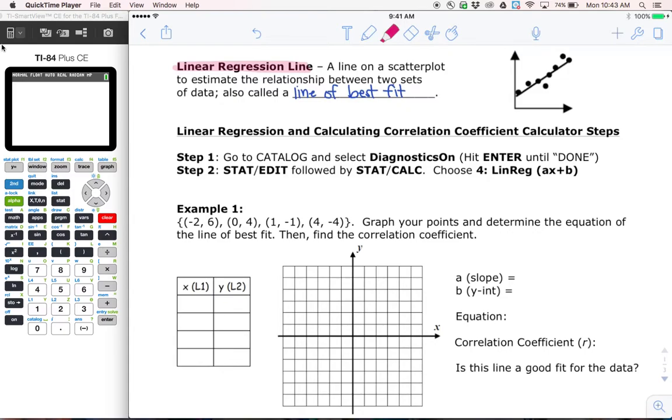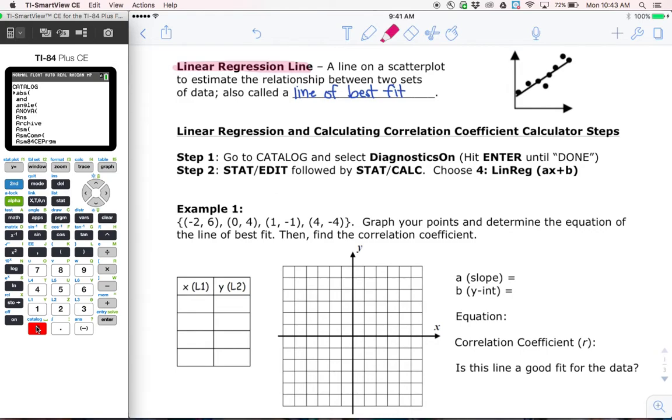We're going to go to the catalog in our calculator, which is down here above the number 0. So we're going to press second 0, and now our catalog is on. And we want to go all the way down to diagnostics on. It's in alphabetical order, so it's just going to be another second or two. And here we go.